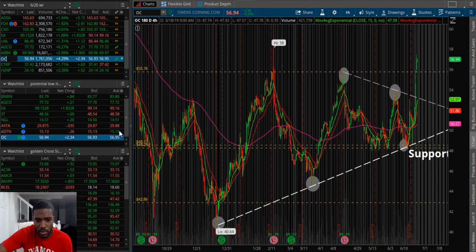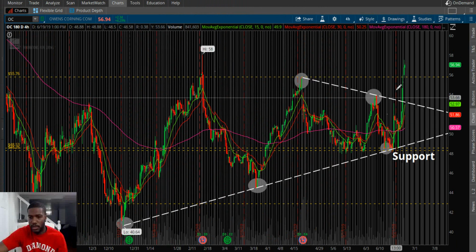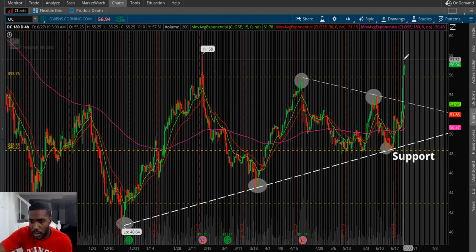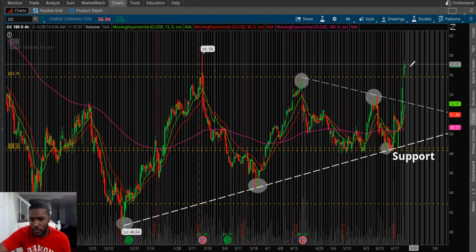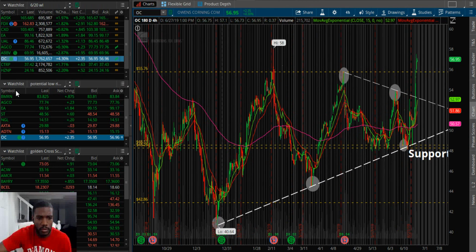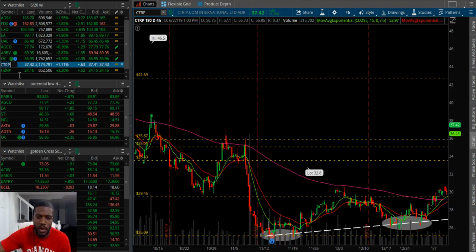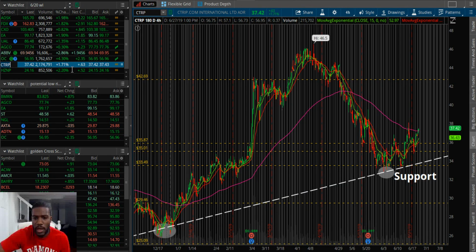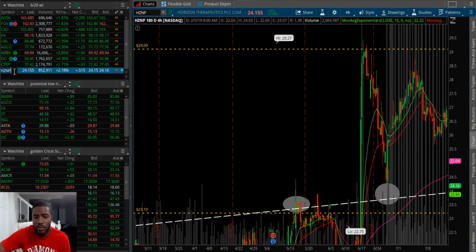Like here, this one broke out, right? And you can see it had a big jump here. That's a $5 move since it broke out. Okay, that's why it pays to just be patient for when those stocks do fall down to support.